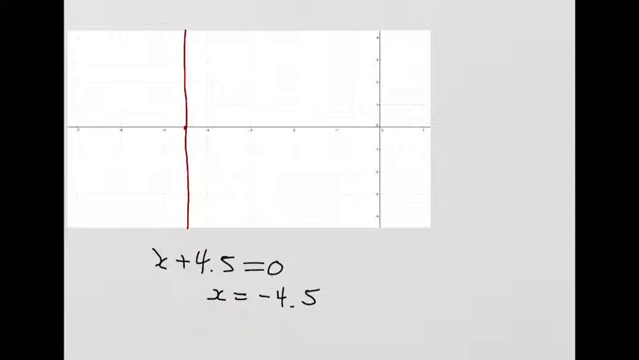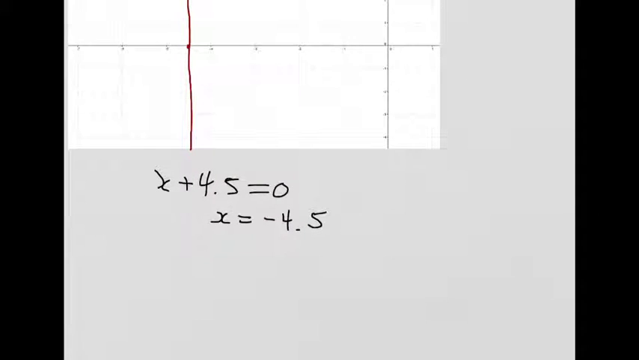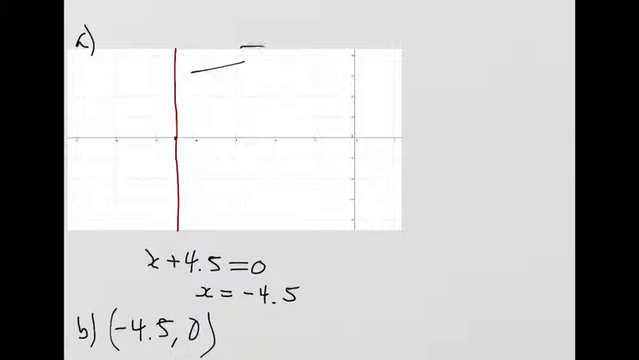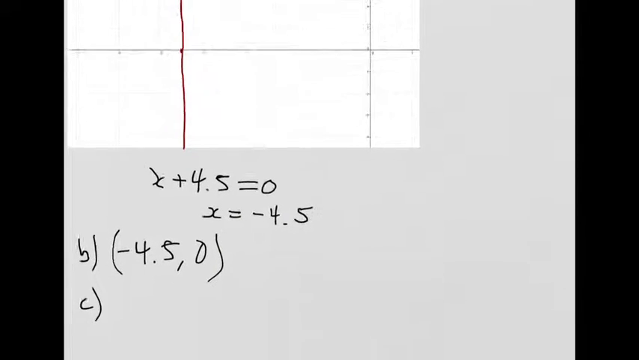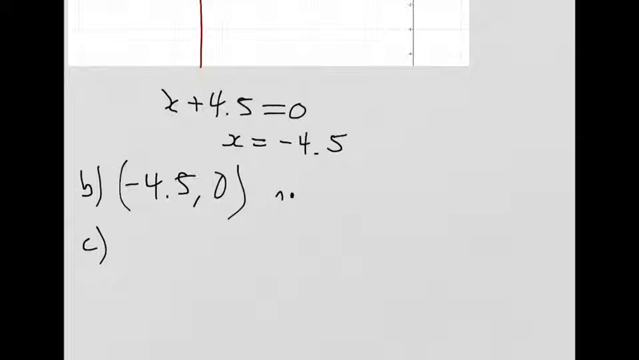Intercepts. So this was part A. Can you tell me any intercepts? What's the x-intercept? Where does it cross the x-axis? Negative 4.5, right? So the x-intercept is negative 4.5, 0. Y-intercept? Nothing. Doesn't have a y-intercept. Why? Because it doesn't cross the y-axis. Is it ever getting closer to the y-axis as I go up or down? No, right? It just stays parallel. It never crosses. Okay, so it does not have a y-intercept.